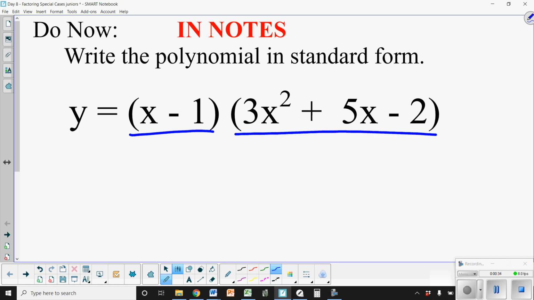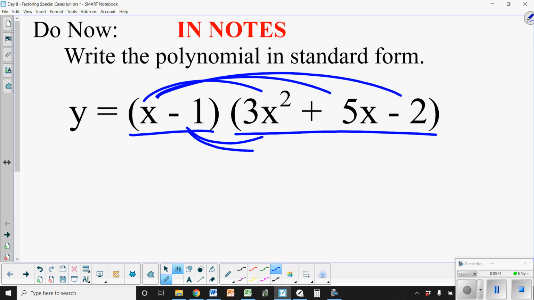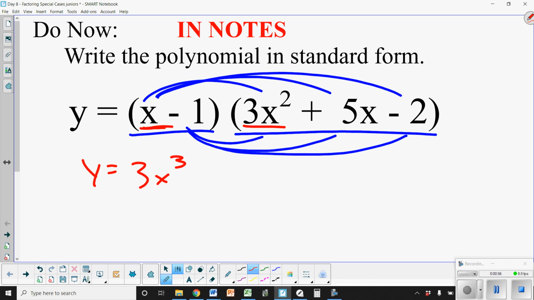So what we can do is we're going to multiply x to all the parts, and then we're going to multiply -1 to all the parts. So we've done this before. We know what we're supposed to do here. So let's first do, I'll do these in different colors here. So y equals, we're going to do x times 3x squared. So that'll be 3x to the third. And then we're going to do x times 5x will be plus 5x squared. Then we'll do x times -2, and then we'll have minus 2x.